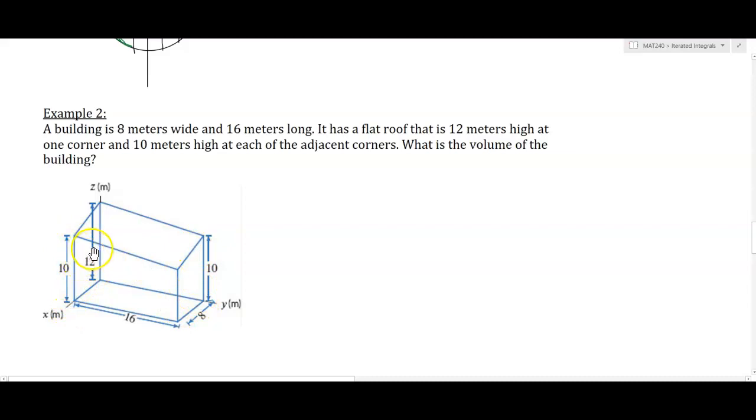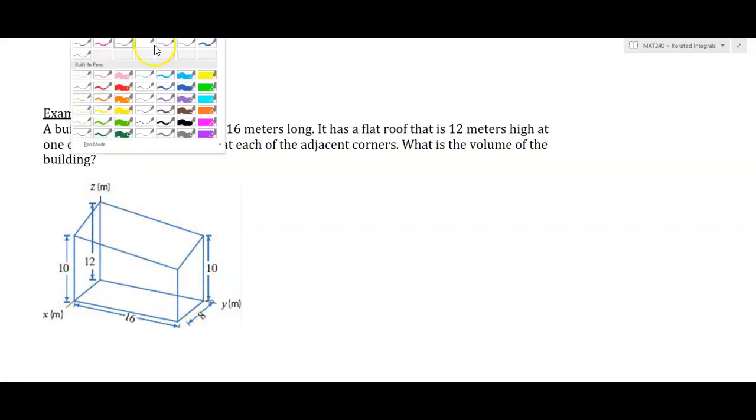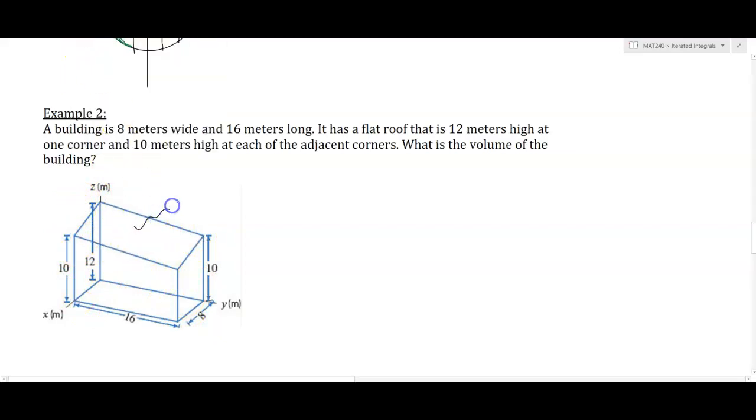So we need to find, first of all, what is the volume of the building. And so we do have a nice rectangular region here, but we've got to figure out a function for this plane here. This is going to be a plane. f of x, y is a plane. And we know that a plane has the format z equals mx plus ny plus some vertical z-intercept.